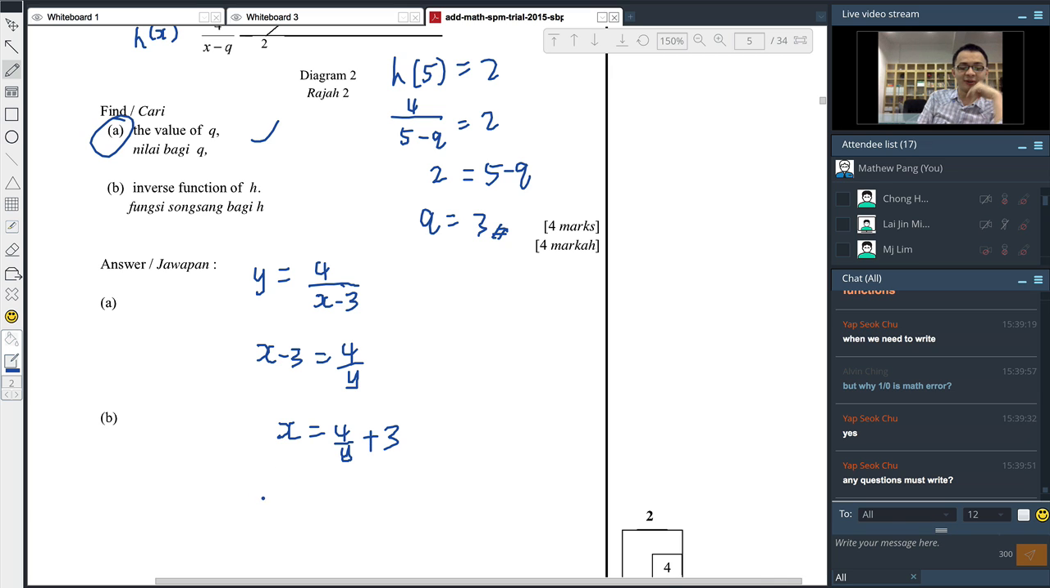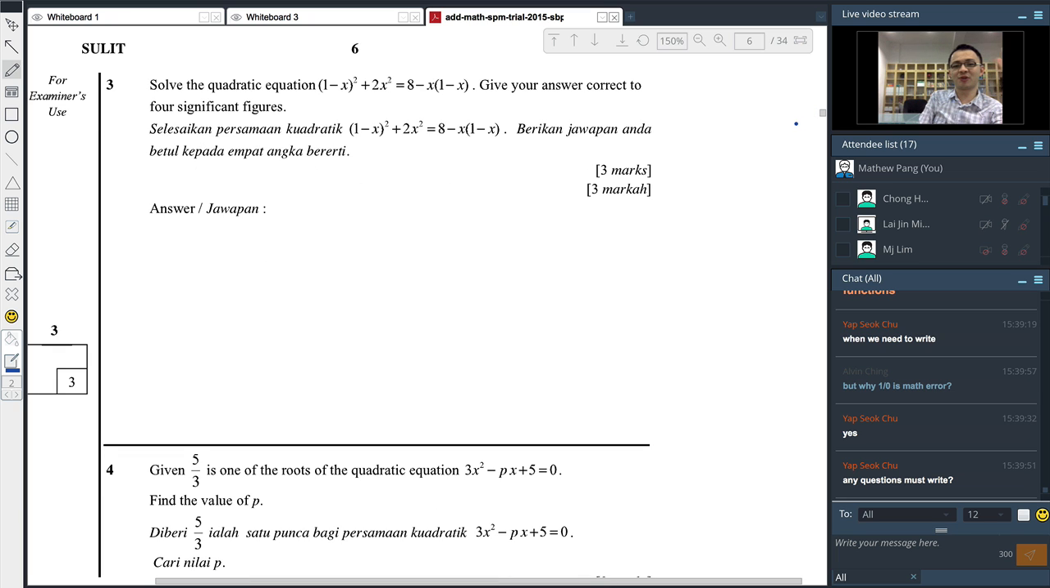Then the question asks about the inverse function for h. So I will write h inverse x equals to whatever y here, change to x. That's all. Okay, done. This is a 4-mark question and it's very easy. I hope you know how to do inverse function. If you do not know how to do inverse function, you can go to check out my video. Alright.